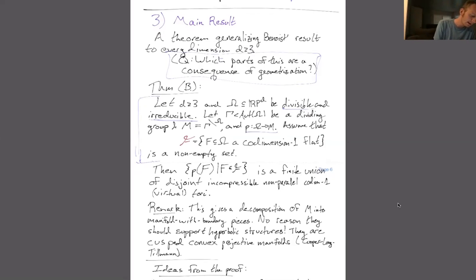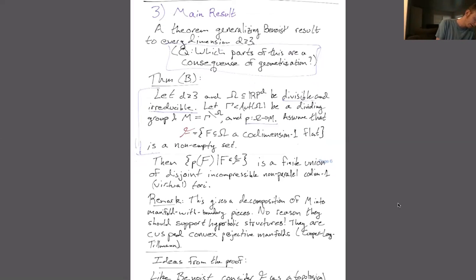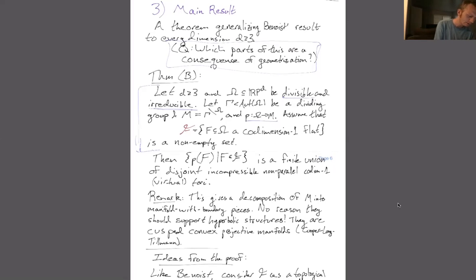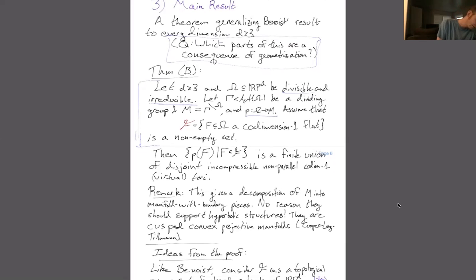And then the set we're interested in is the set F here of codimension 1 flats. So this is the set of codimension 1 flats in omega. And part of the assumptions is that this is non-empty. If it's empty, the theorem is null, tells you nothing.